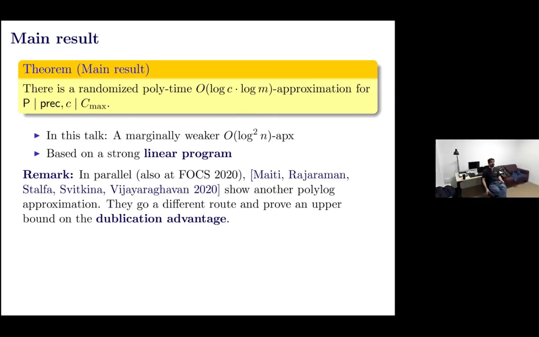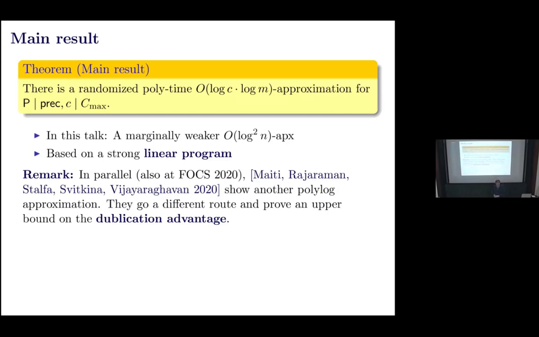Thomas? Yes. How do you compare log C and log N? Is it always that C is less than N? Well, you can definitely assume that C is less than N. Actually, the precise statement is you get a log C, log M approximation, assuming all the running times are equal to 1, which can be better than log squared N. I will only prove the log squared N for the sake of simplicity. Got it. And N is the number of jobs and M is the number of machines, right? Right.